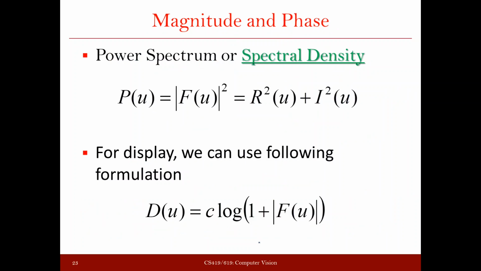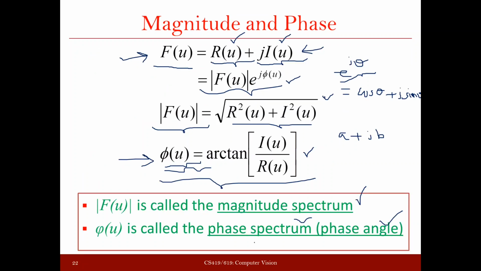Okay. And from this, we define another term which is called the power spectrum or spectral density. Here, the power spectrum or spectral density is just the square of the magnitude that you have. So when you take the square of the magnitude spectrum, the square root goes off, and what you get is just R squared(u) plus I squared(u), right? Because you are basically taking the square of this expression, so this root will disappear.